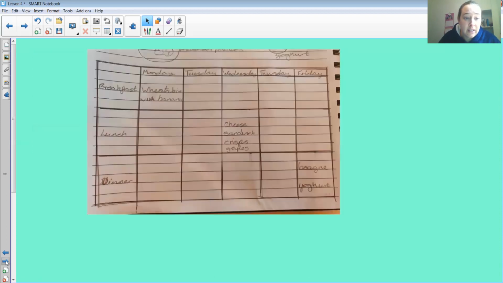Now on the next slide, I have got a little example of how I would set it out. So I've set my page up into a grid. Down the sides, I've got breakfast, lunch and dinner. Now this example is just for the 5 days. So if you wanted to do the 7 days, you'd obviously have to make a bit more space, I think. Then across the page, I've got Monday, Tuesday, Wednesday, Thursday, Friday, and I've put in just some little examples of the things that I like to eat.